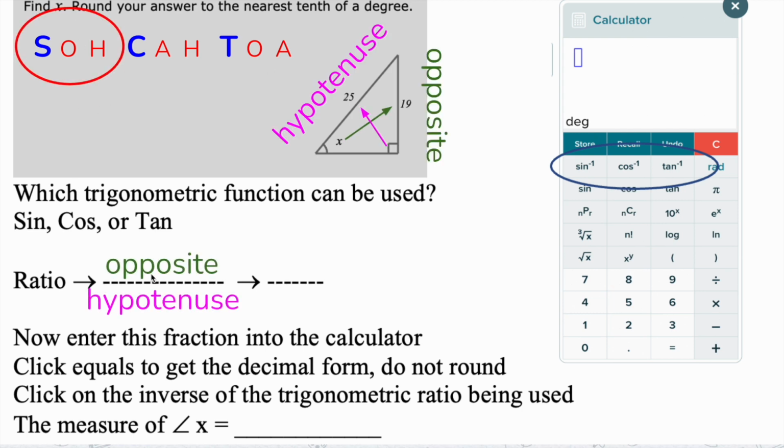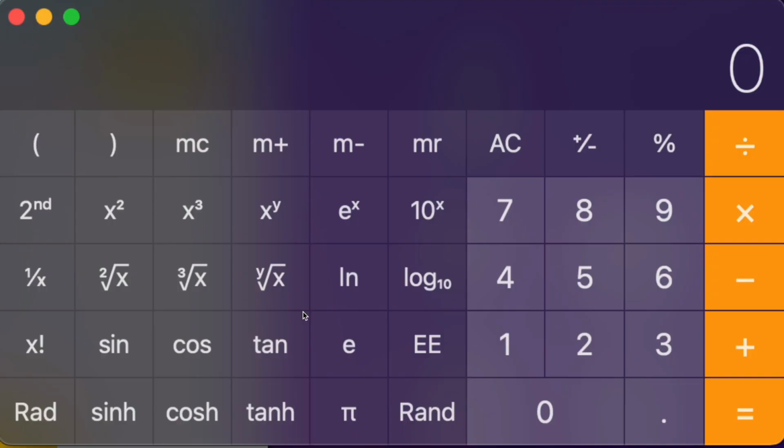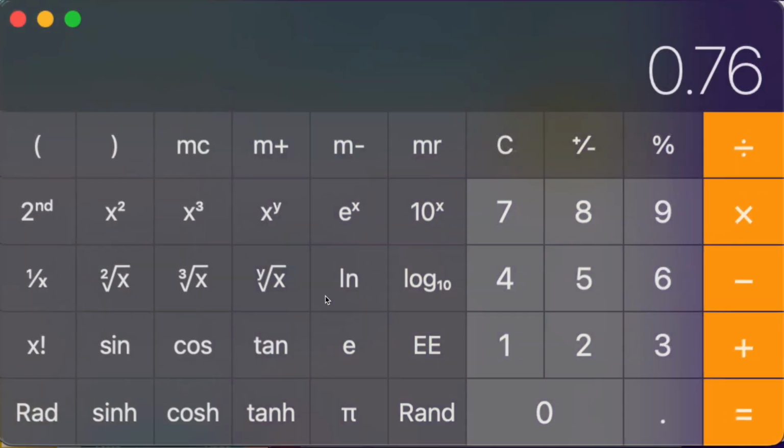Okay, so we're going to use opposite over hypotenuse. So opposite is 19, hypotenuse is 25. If you can reduce this, that's fine. You don't need to worry about reducing because you're going to type it into a calculator and find a decimal. So you don't necessarily need to worry about reducing a fraction. So now we're going to enter this into our calculator, 19 divided by 25. So we get 0.76.